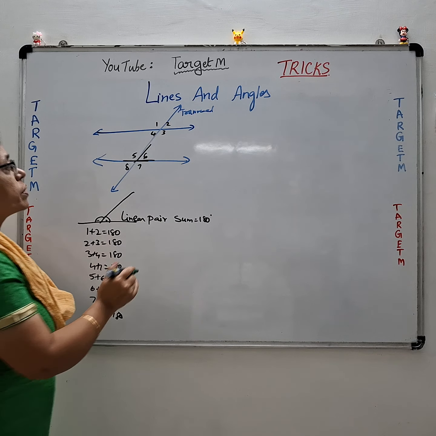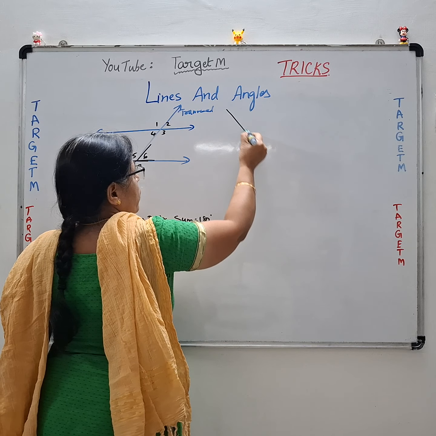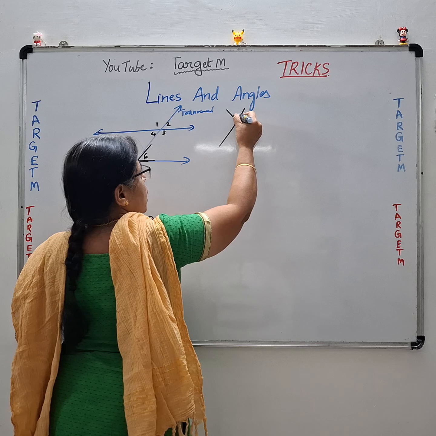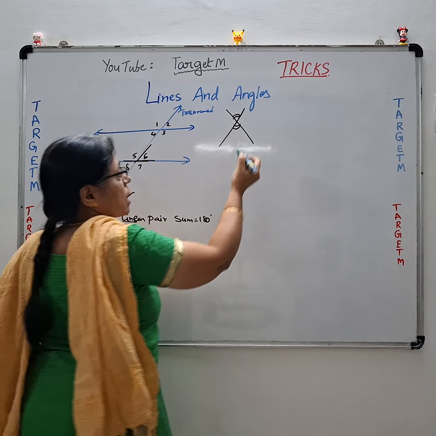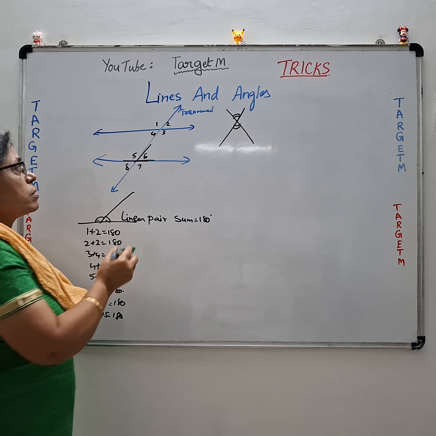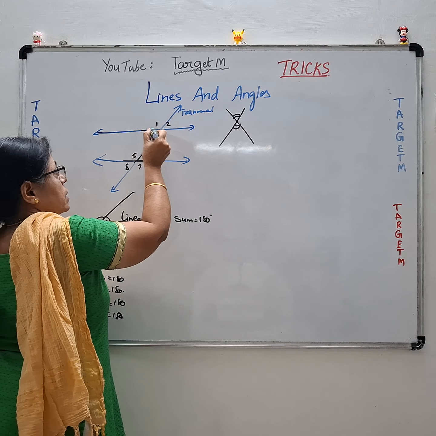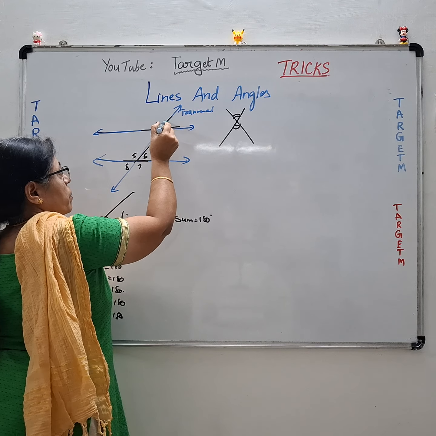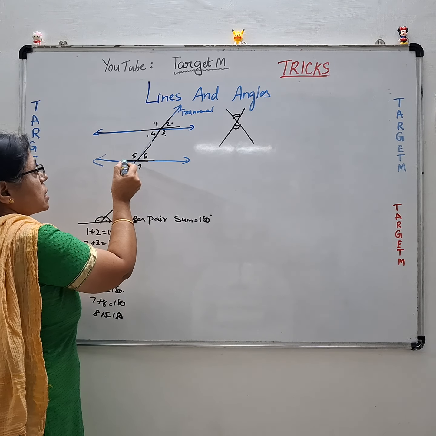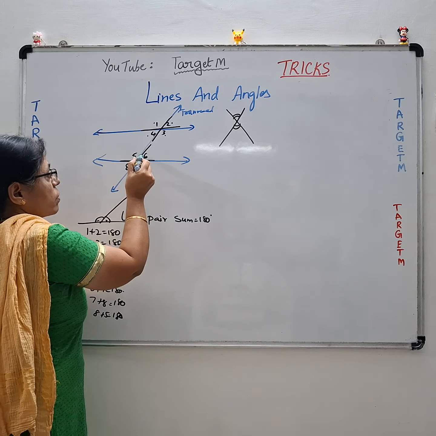The second concept: if you can see two lines intersected like this at a point, these two angles are called vertically opposite angles and they will always be equal. There is an X shape here. So here 1 is equal to 3. Why? Because they are vertically opposite angles. 4 equals 2, they are also vertically opposite angles. Here also 5 equals 7 and 6 equals 8.